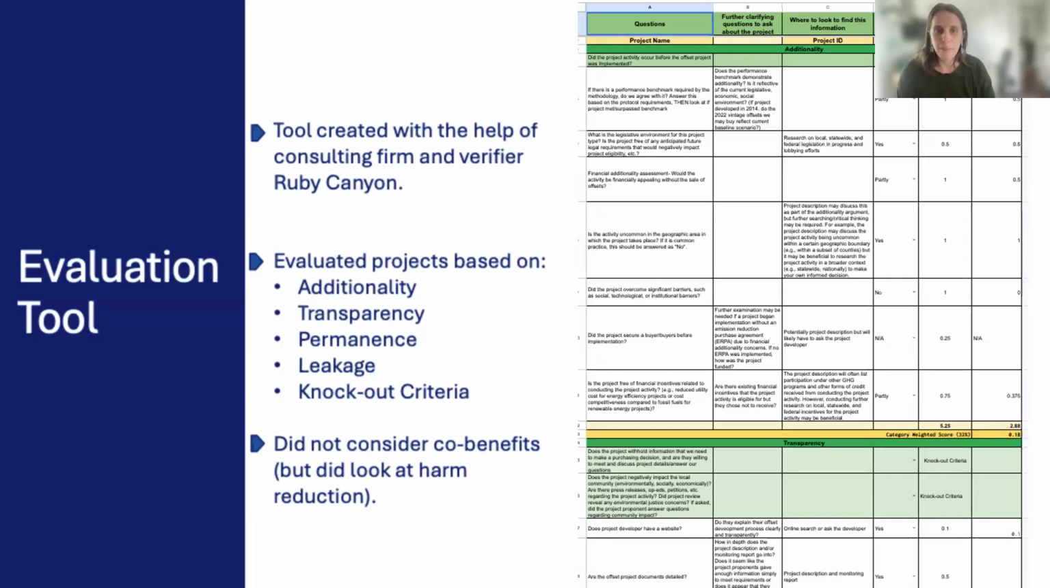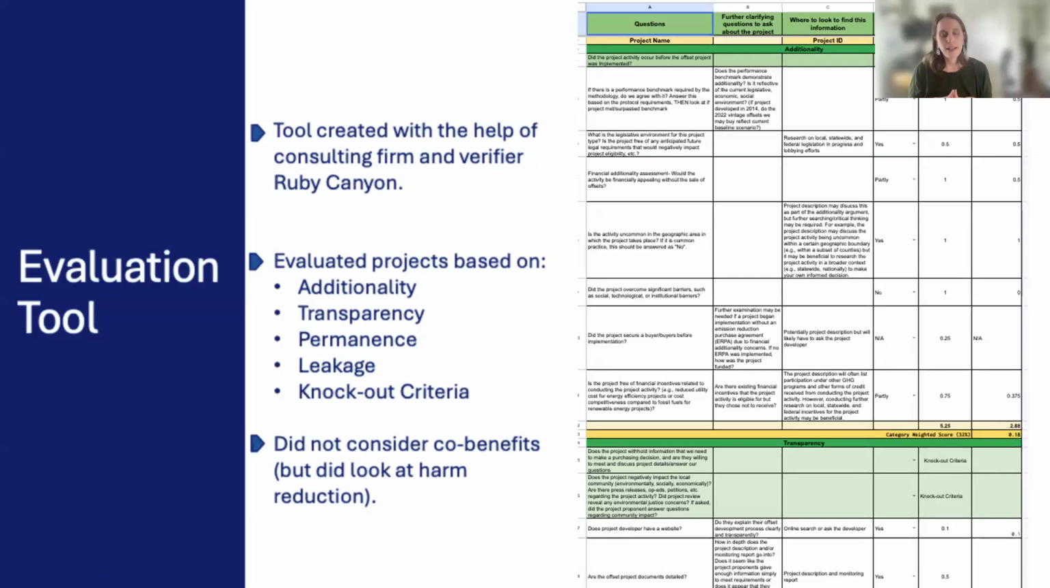It really matches that PAVER framework that Meredith was talking about. So additionality, transparency, permanence, leakage. And we also had knockout criteria, which were major red flags. If we saw those, we just stopped looking at the project. We actually did not consider co-benefits. In this evaluation tool, we were focused solely on the quality of the offset. Did it sequester or reduce one metric ton of CO2 that would not otherwise have been? And that was really our focus.